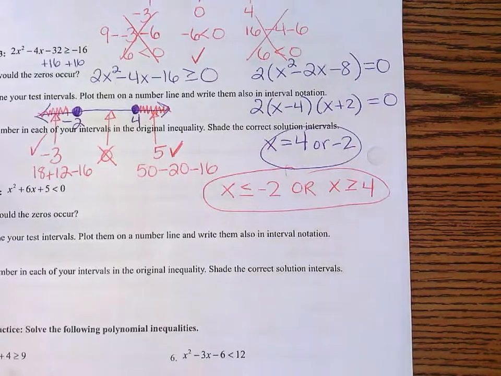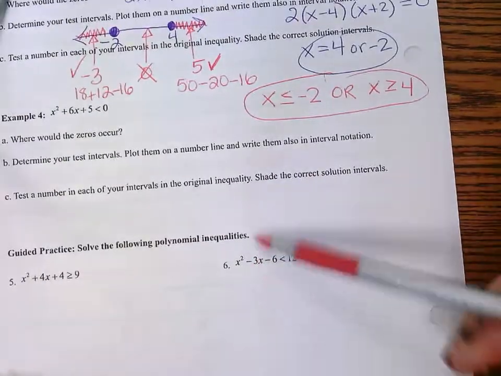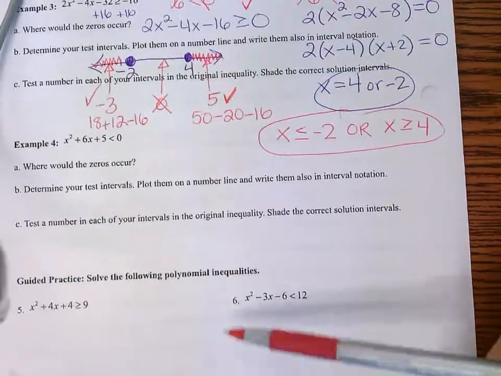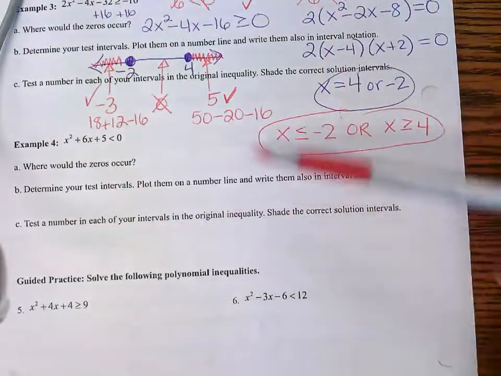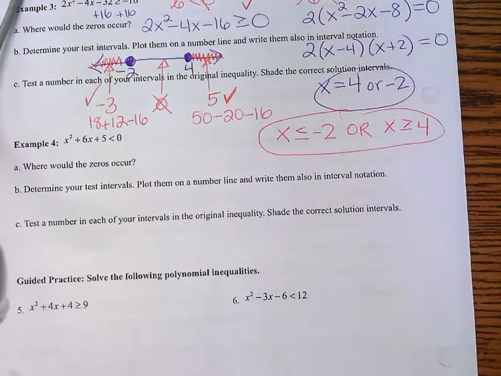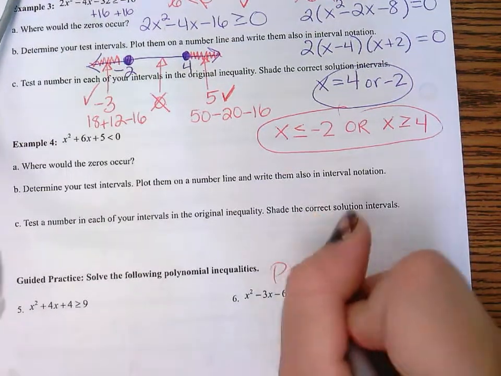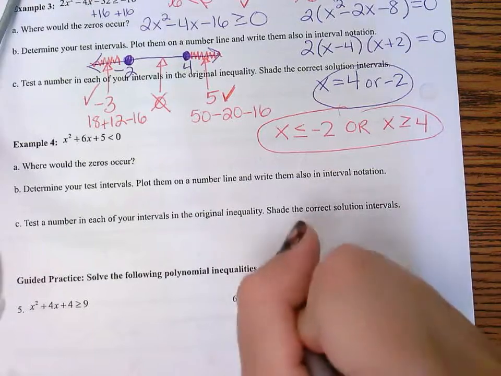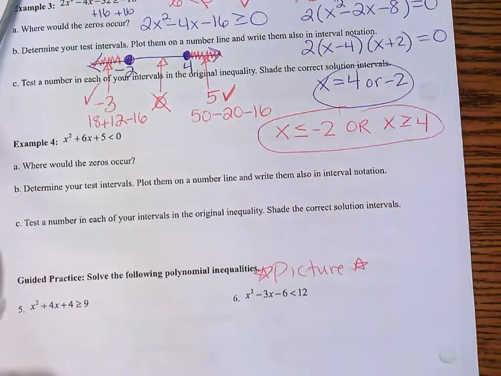So before you go and do the guided practice down below, I'd like you to pause the video and try example 4, and then I'm going to walk you through example 4 with my answer, and then I'm going to have you try 5 and 6 and send me a picture of just 5 and 6. So pause the video, try example 4 on your own to see what questions you have, and then I'm going to show the answer.